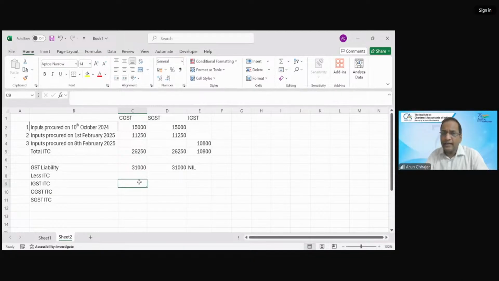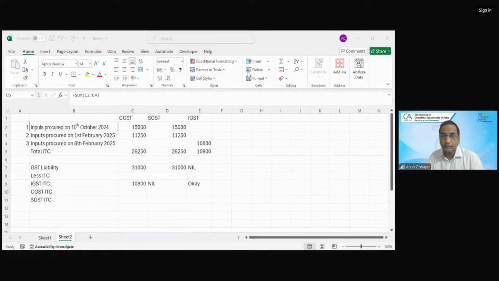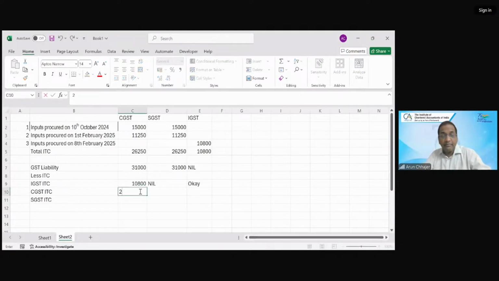Now, let's do in such manner so that, can I give 10,800 to C and nothing to S? Perfectly okay, no problem. Now tell me, how much CGST ka ITC is available? कितना ITC है CGST का? 26,250. Let's write 26,250 here.